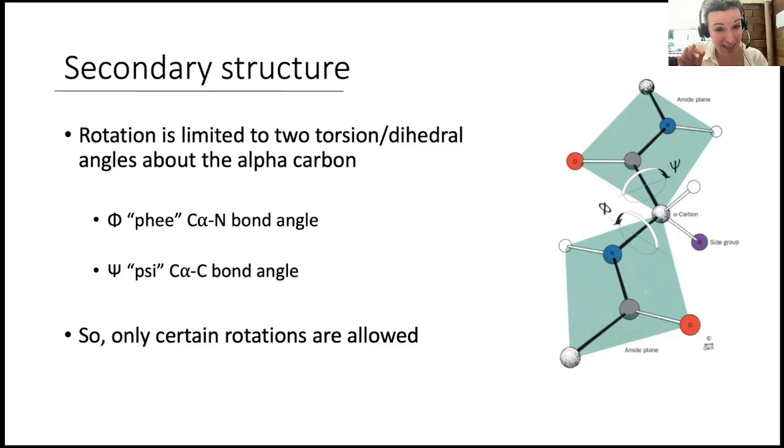Some of the bonds can rotate, okay? So the bonds on either side of this alpha carbon are able to rotate. They have names, phi and psi. You don't need to memorize that, but it's kind of good to keep in your mind. So those bonds can rotate, creating different angles between the carbon and its bond.